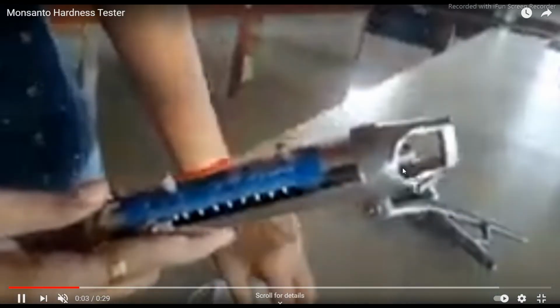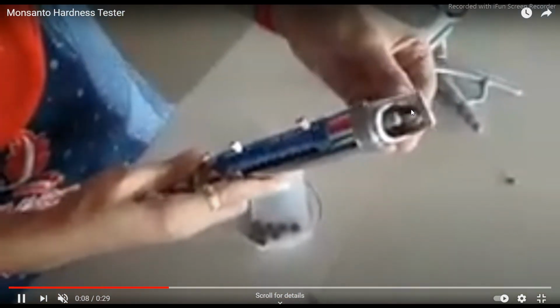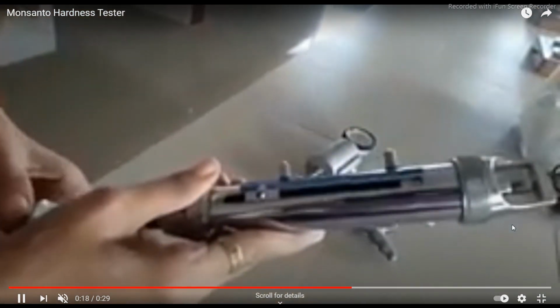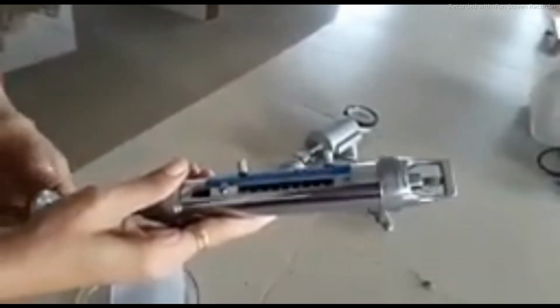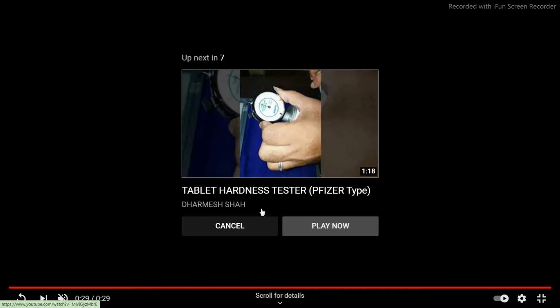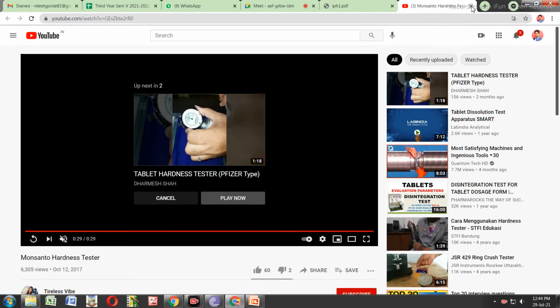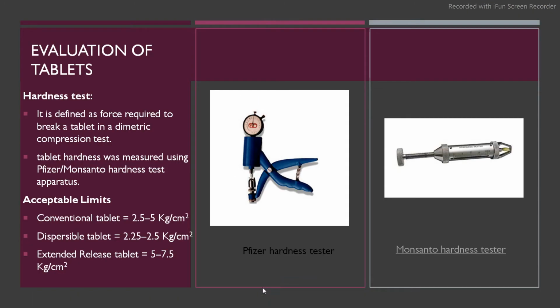So this is an example of a Monsanto hardness tester. There is space to keep your tablet in this hardness tester, and at the back side there is a screw provided. Once you rotate the screw, pressure on the tablet goes on increasing, and the point at which this tablet breaks down is called the hardness of that tablet. In this case the hardness is about 3 kg. So in this way we have to check the hardness of a tablet.